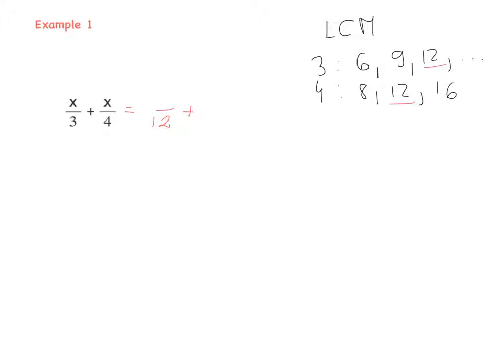So let's start with finding the same denominator for 3 and 4. So the lowest common multiple for 3 and 4. So let's start: 6, 9, 12; 8, 12, 16, okay? So we have 12 in here. So 12 is the new denominator, okay? The common denominator for both fractions. So we can write down 12 plus 12, okay? So the first step is done.